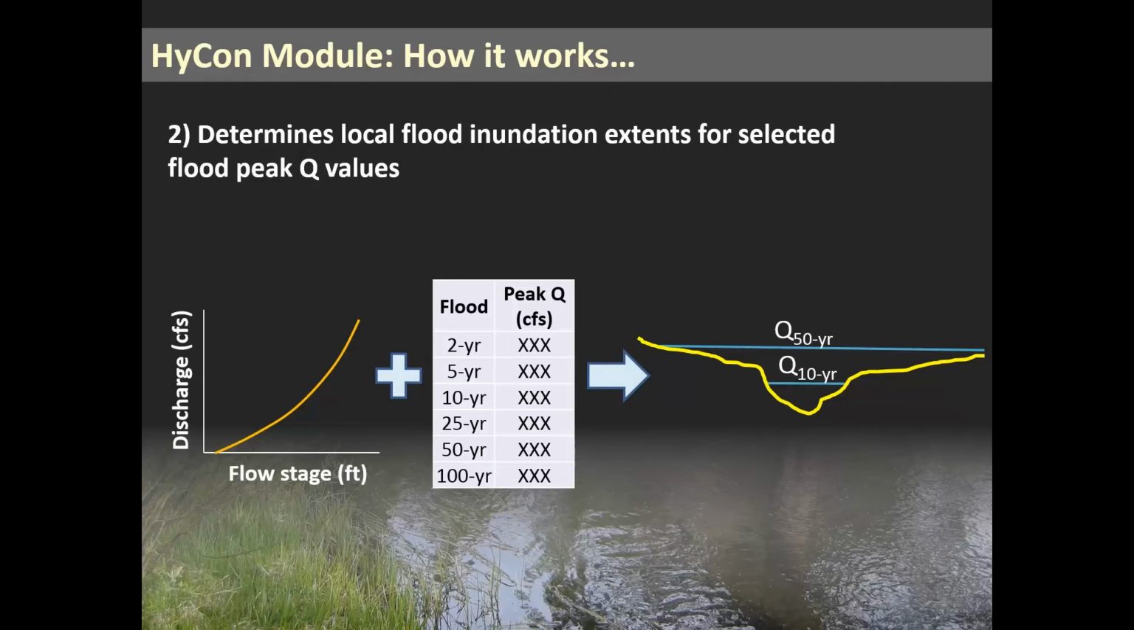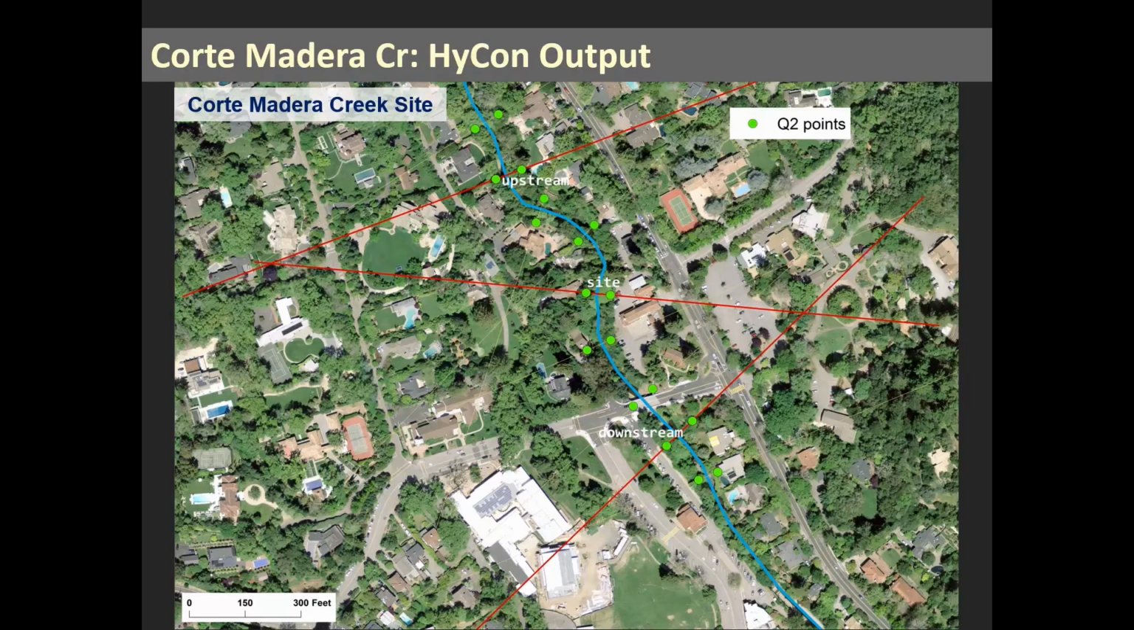So let's look at some output from the Hicon module. This is Corte Madera Creek in Marin County. I'm going to show you estimated flooding extents for the 2-year, the 10-year, and the 50-year floods. But before I do, I'll just quickly walk you through how Hicon does what it does. First, what Hicon needs to run is a site location, either a shapefile or coordinates. And in this example, our site is here.